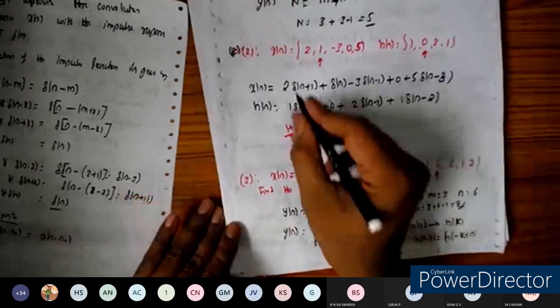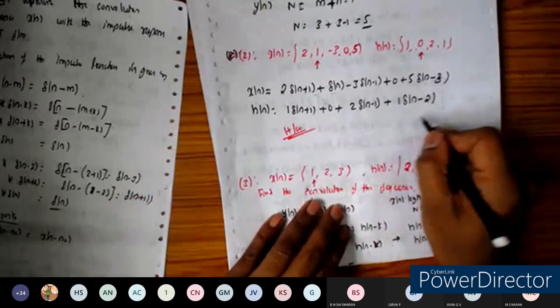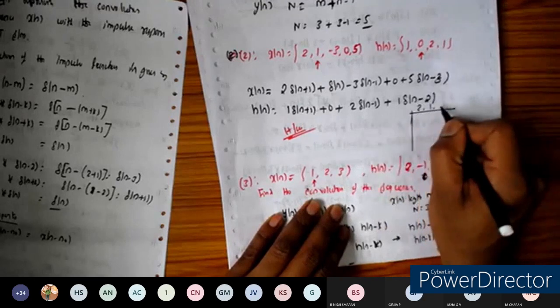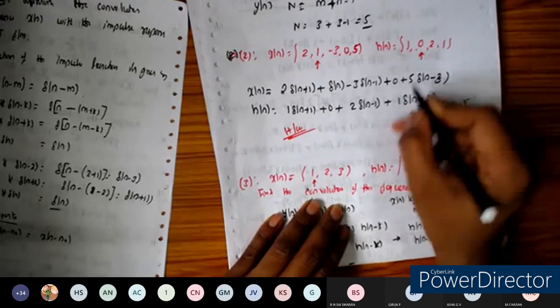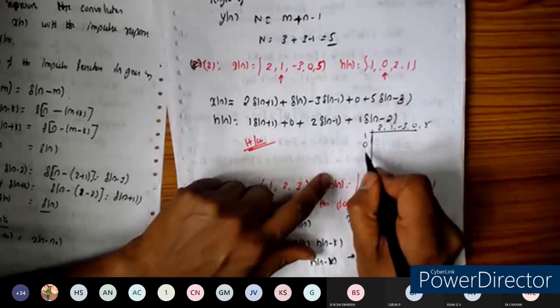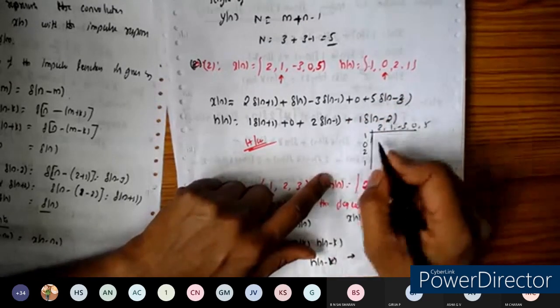Okay, I'm going to verify this one with the shortcut method. So here we have 2, 1, minus 3, 0, and 5, and here we have 1, 0, 2, 1. Let us take the product here.